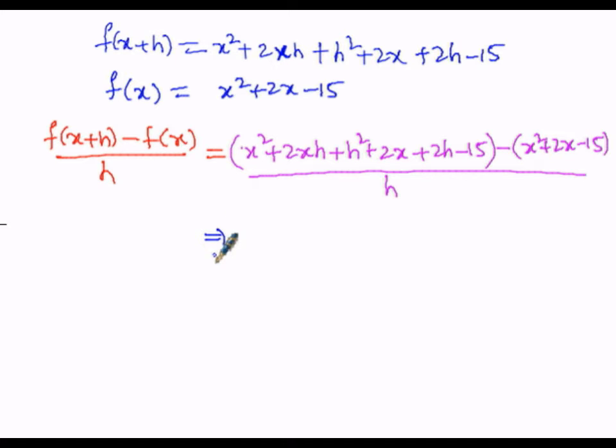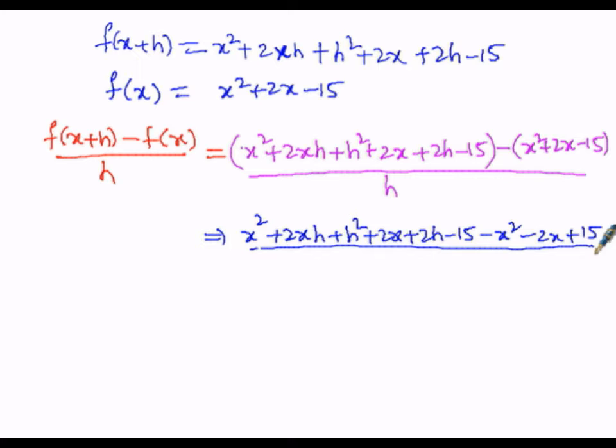That implies, here before this bracket there is a positive sign, so these terms will remain as they are: x square plus 2xh plus h square plus 2x plus 2h minus 15. Here before this bracket there is a minus sign, so the signs of the terms inside will be changed. So here minus of x square, then minus of plus will be minus, that is 2x, then minus of minus will be plus 15, overall divided by h.